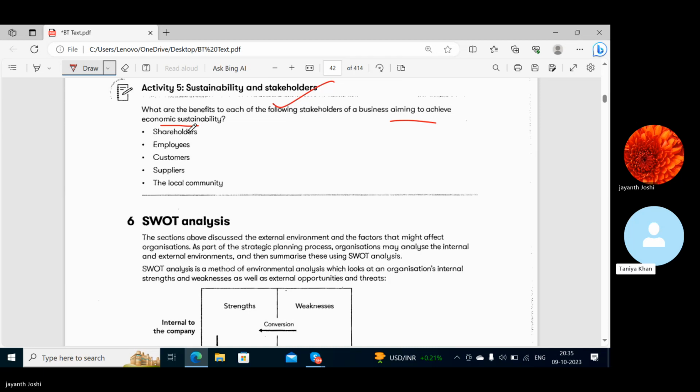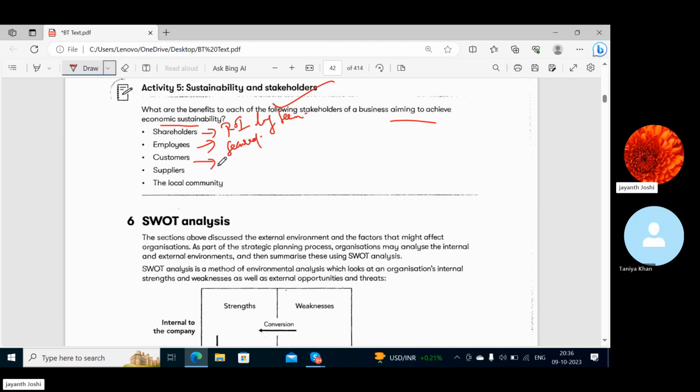Hello, yes, sir. So related to economic sustainability, if the business is sustainable, the investors who invest can enjoy return on investment for the long term, right? Employees want good progression in their career. So what happens in a good company, they may feel more secure, right?